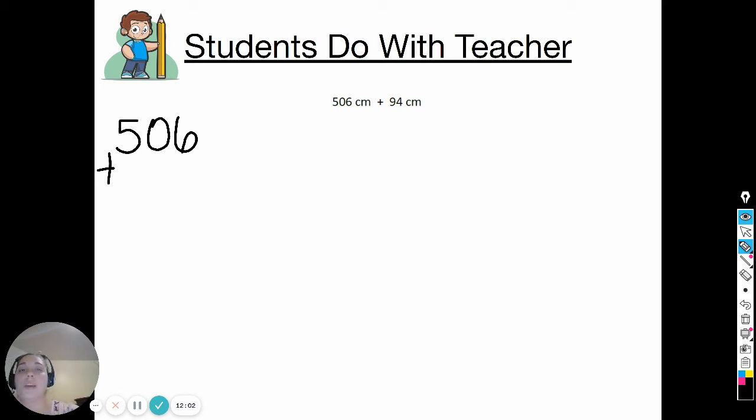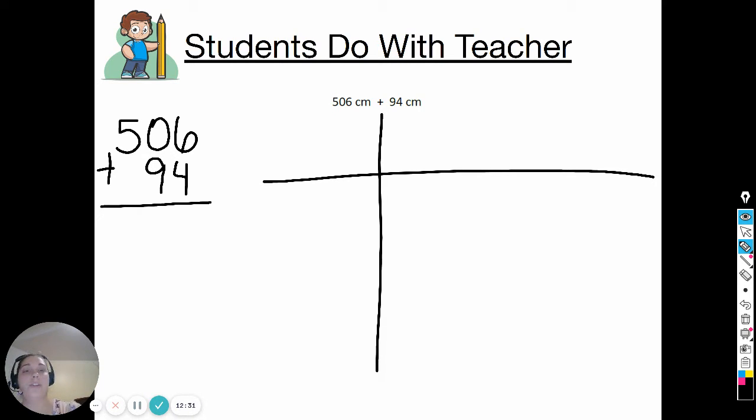plus, and this is really important, the 9 needs to be under the 0 because the 9 is in the tens place, 94. So the 6 is above the 4 because they're both in the ones place. The 0 is above the 9 because they're both in the tens place. And the 5 is on its own over there because it's the only hundreds that we have. So go ahead and rewrite that problem, and then we're just going to get our hundreds chart ready.